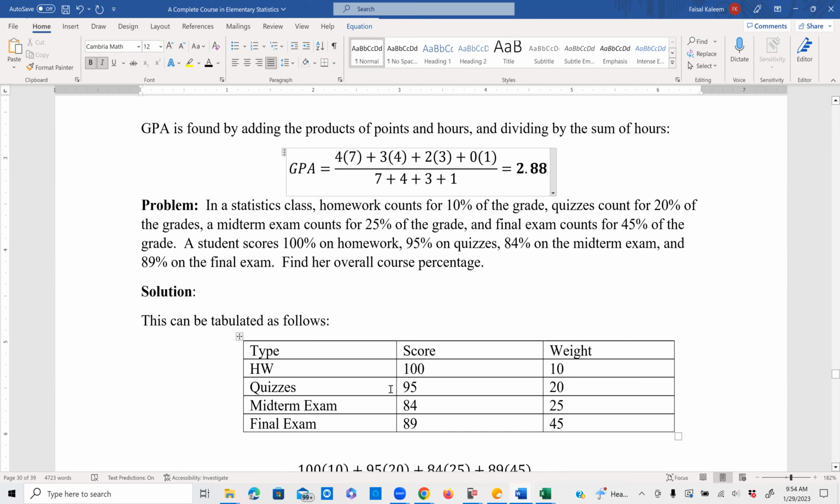So here we first list what the students scored in each of the 4 assignments. We don't have to do the percentage, just list what it was before the percentage. So the student got 100 on homework, 95 on quizzes, 84 on midterm, and 89 on final. And here we list the weights. The homework weight is 10, quiz is 20, and then 25 for the midterm and 45 for the final.